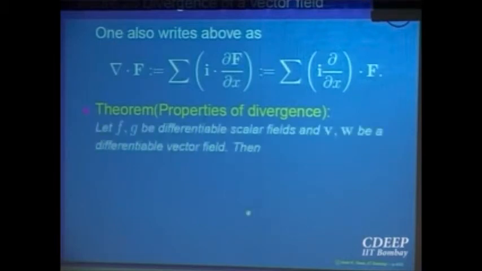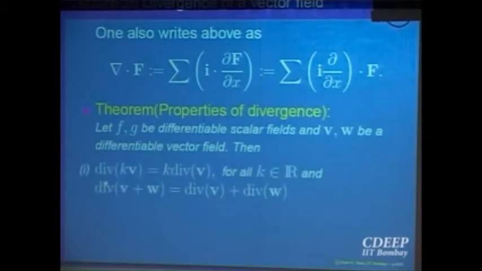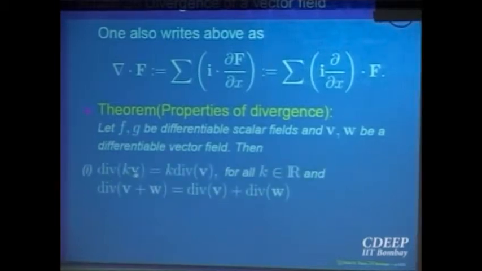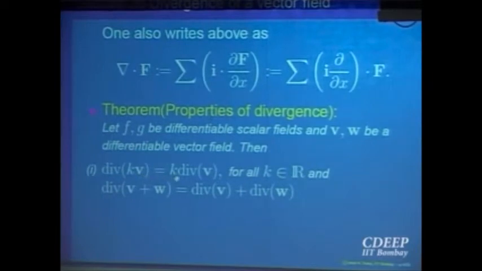So the first property, let us look at f and g be two differentiable scalar fields, and u, v and w are differentiable vector fields. Then the first property says that the divergence of k times v is equal to k times divergence of v. Like ordinary differentiation, the k comes out from the operator divergence. And similarly, divergence of v plus w is equal to divergence of v plus divergence of w. So these two properties together say that divergence is a linear operation.